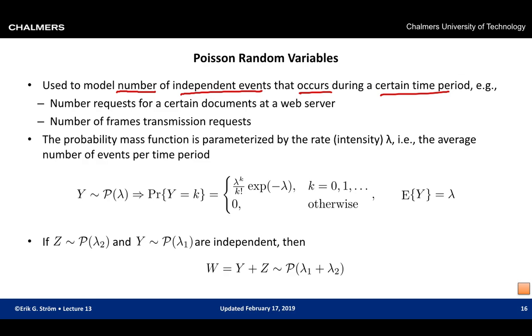Sort of makes sense, right? So if we had, for instance, one process with a certain intensity, and another process with another intensity, if we add them together, we get a new process which has the sum of the intensities. Okay. Now, why is this? Why do we want this?